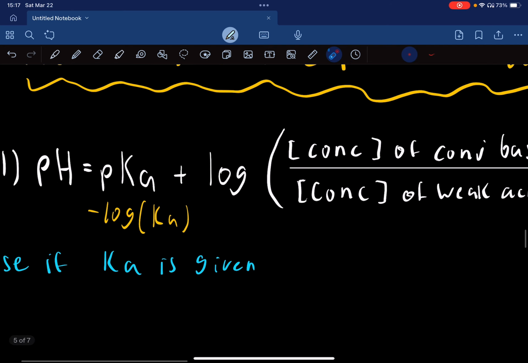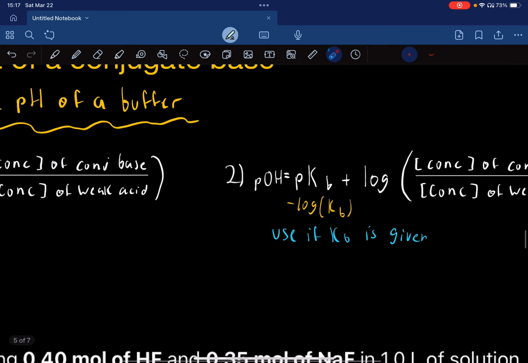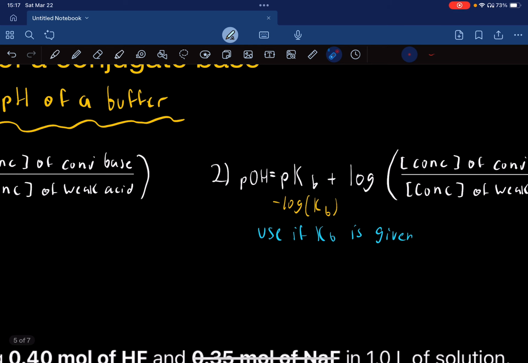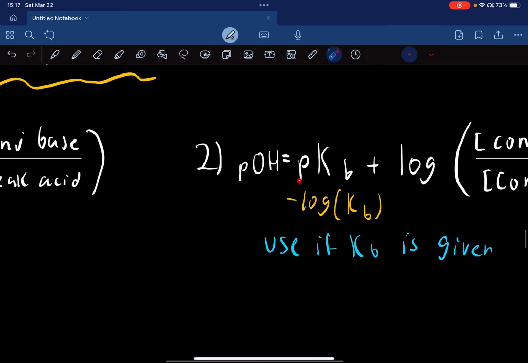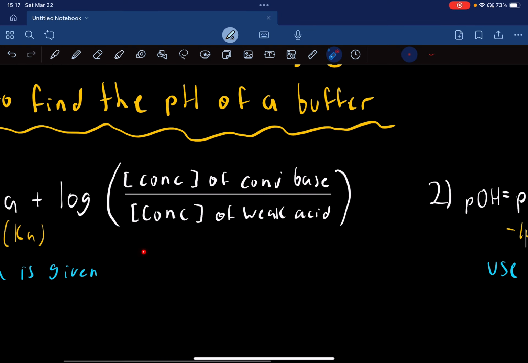So if you're given the acidic constant, you're going to calculate pKa, and if the basic constant is given, you're going to calculate pKb. However, the method or the procedure to calculate pKa and pKb is exactly the same. The only difference is this part.